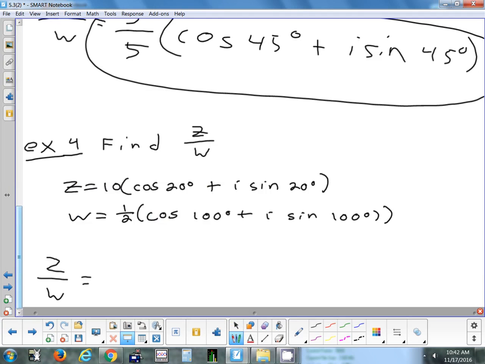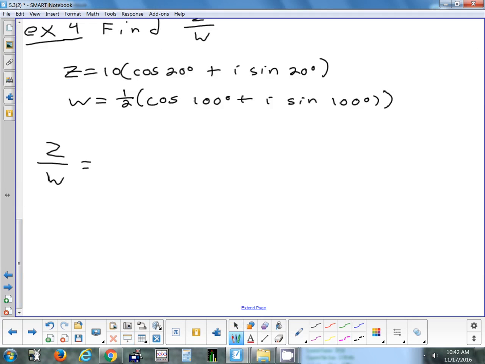And what's 10 divided by 1/2? 10 divided by 2 would give me 5. Oh, 20, yep. So 10 divided by 1/2 gives me a radius of 20. Okay, and for my angle, Vanessa, can you tell me how to get my angle? You subtract, you do 20 minus 100. Yes, and make sure you did it in the order you're supposed to, 20 minus 100. And that gives me how much? Yep, negative 80. So if it was a short answer and they didn't ask you to simplify the negative, that's fine. You can leave it just like that.